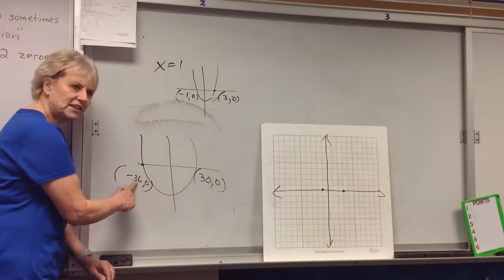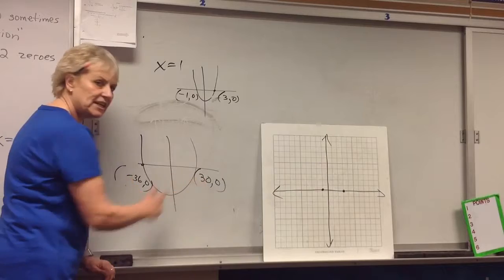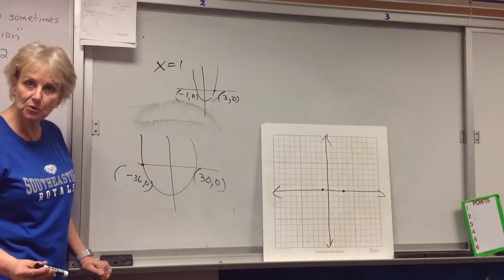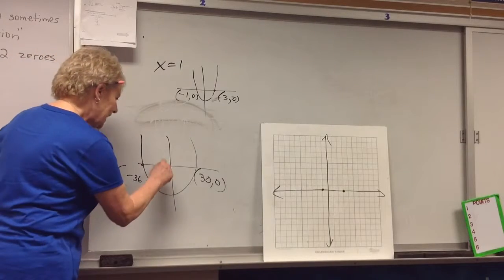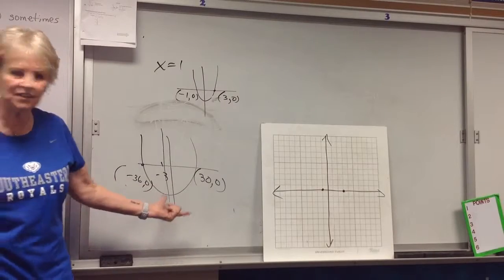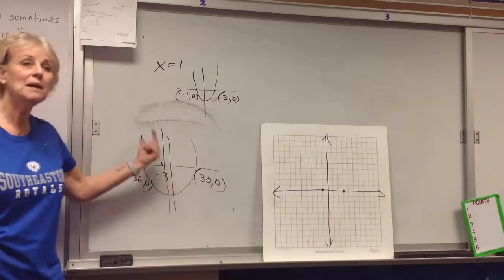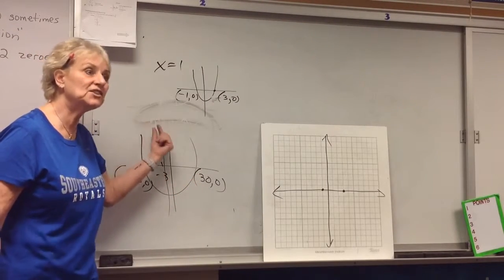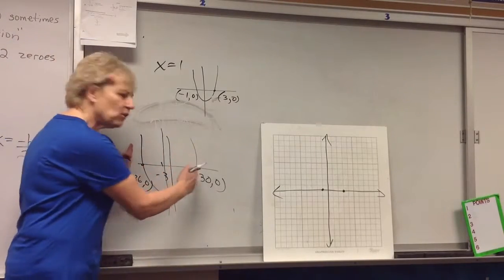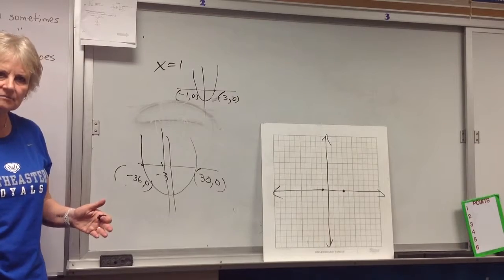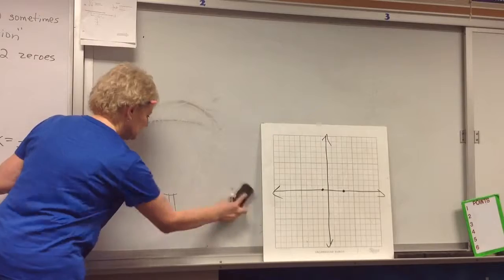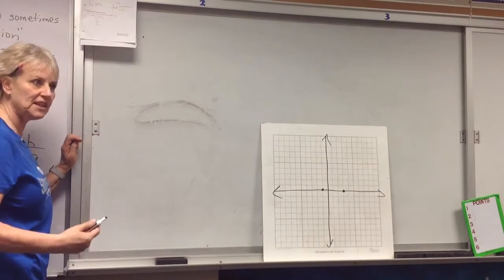So -36 plus 30 is -6, divided by 2 is -3. That means that -3, well, it's a bad picture, obviously, because I have this one too far away. But -3 is the middle. The axis of symmetry is the middle of your parabola. And then once you have the middle of your parabola, I'm going to show you how to find the vertex.